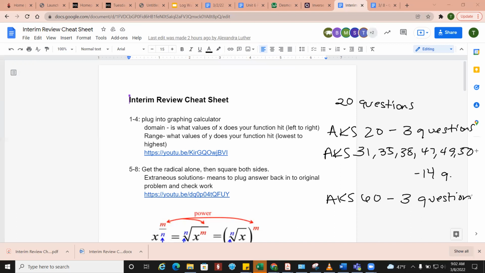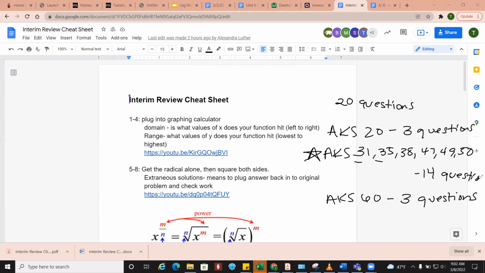Okay, so whenever we create these interim reviews, we're basing it off of this knowledge. So I just need you to know that when we're having a section like this, this could be anything. This could be word problems, an equation, or a graph, because this covers key features, inverse functions, the whole shebang. So this is what we see as teachers.